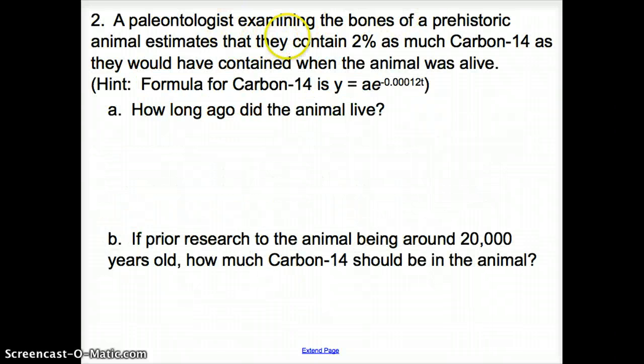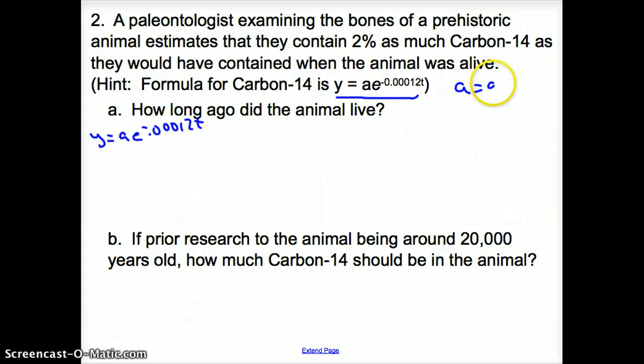Next, we have a paleontologist examining the bones of a prehistoric animal who estimates that they contain 2% as much carbon-14 as they would have contained when the animal was alive. And for carbon-14, we're going to use that right there. So we have y equals a times e to the negative 0.00012t.